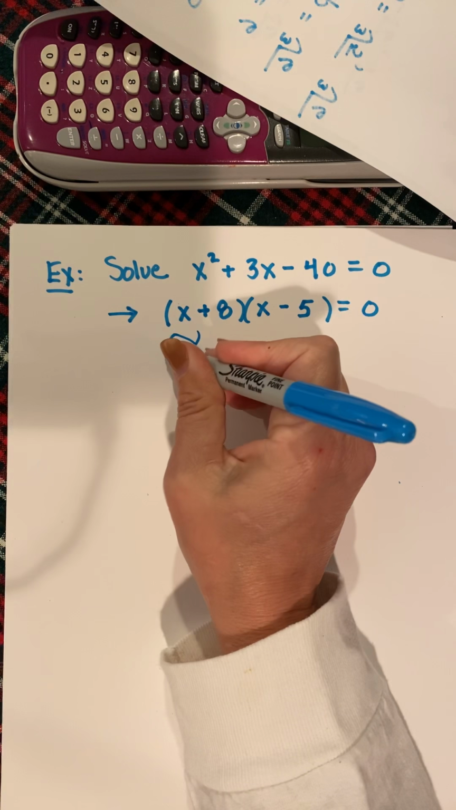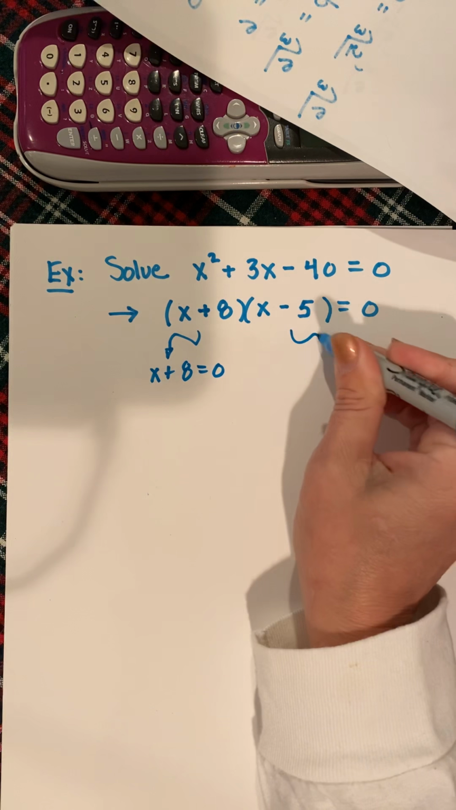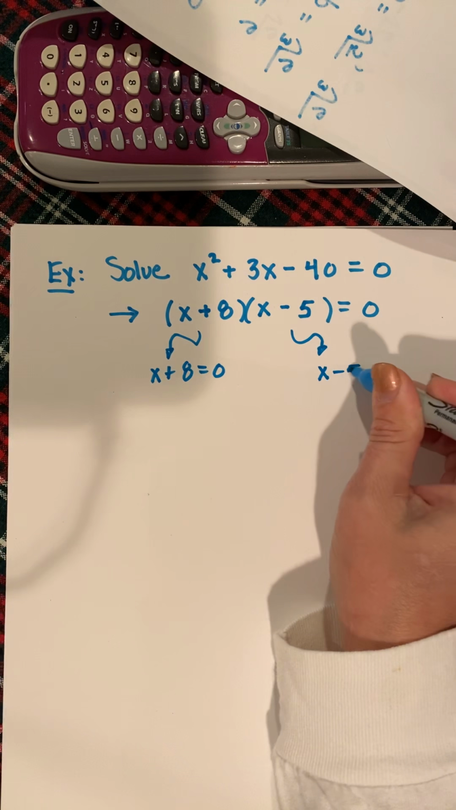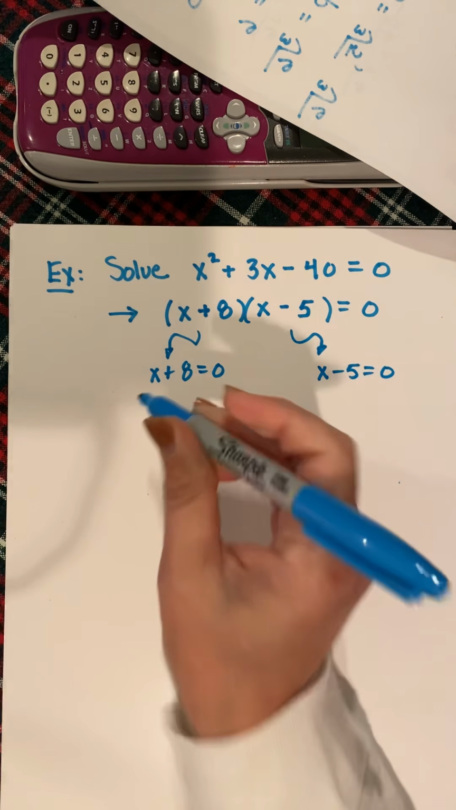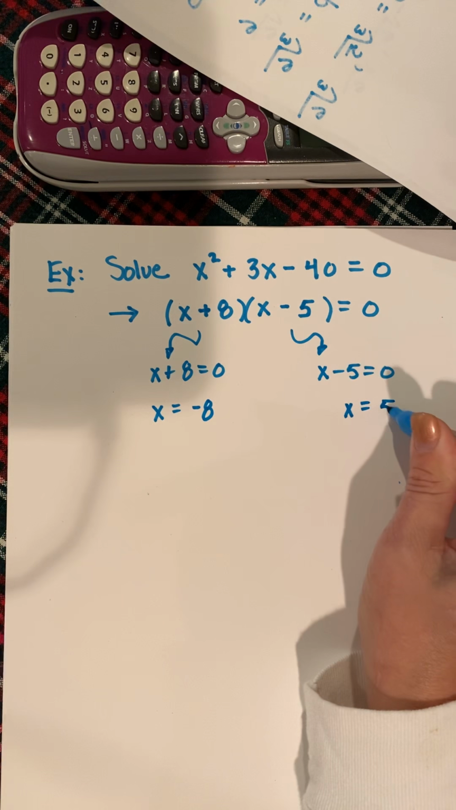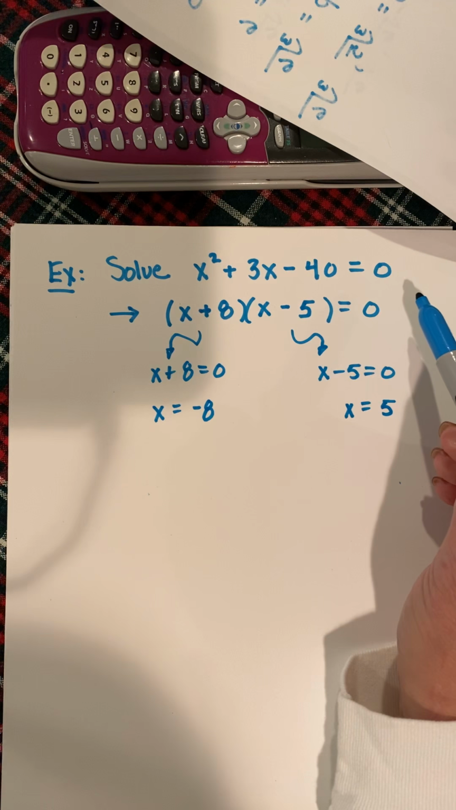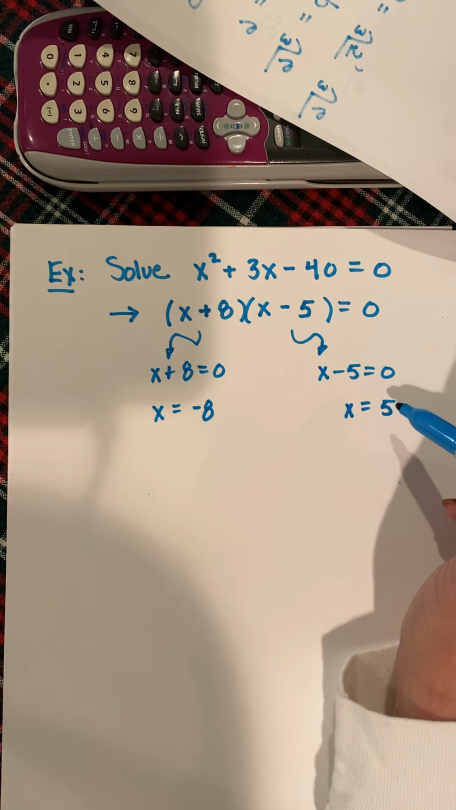So now this factor tells me that x plus 8 is going to give me one solution, and x minus 5 will provide me with the other solution. So one solution is negative 8, and the other solution is 5. Now, when you're solving quadratic equations, as long as you do the math correctly, the answers will always be solutions.